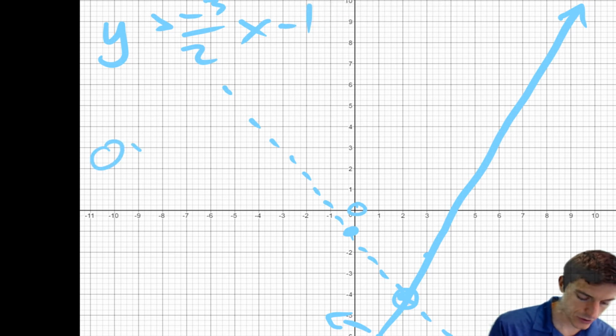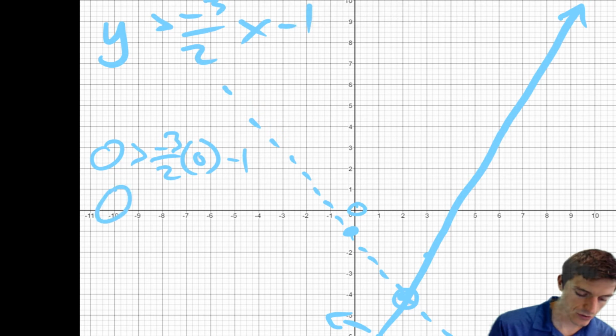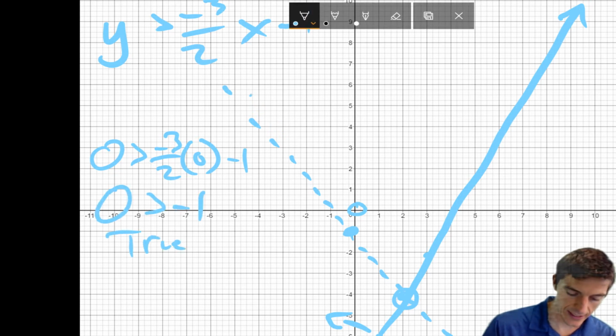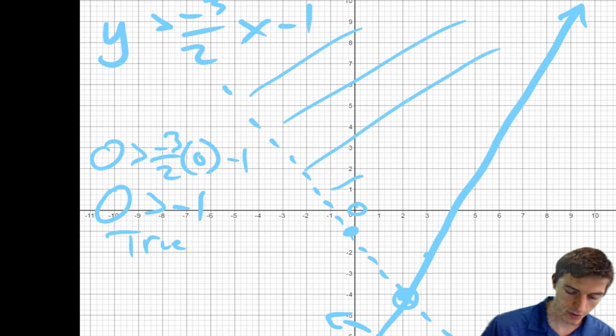So I got 0 is greater than negative 3/2 times 0 minus 1. So 0 is greater than negative 1. That is a true statement. So once again, I'm going to shade towards that truth.